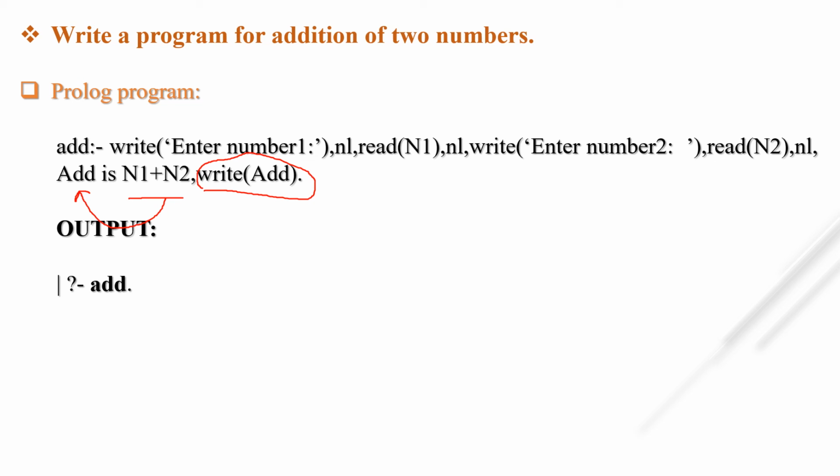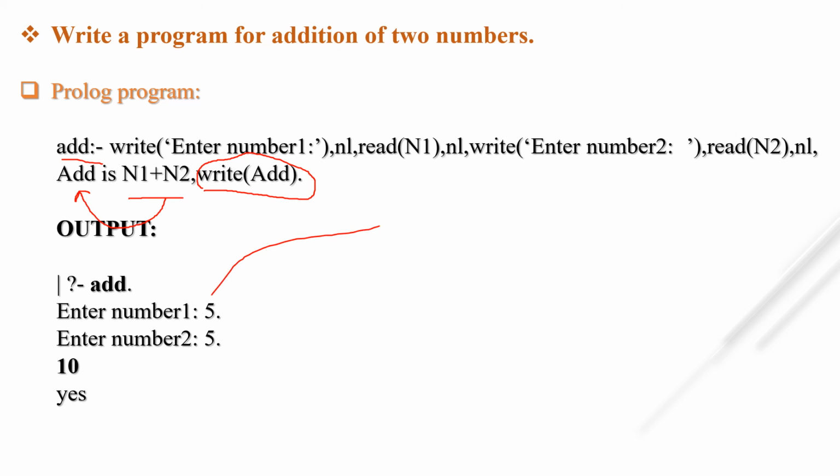Okay. Let's see the output. First I have to hit this atom, that is add dot. Then Prolog asks me enter number 1. I write 5, then dot. 5 is stored in N1. This 5 is stored in N2. And then add equal to N1 plus N2, so the value of add is 10. Then I write add, 10. Yes. Okay, this is very simple.